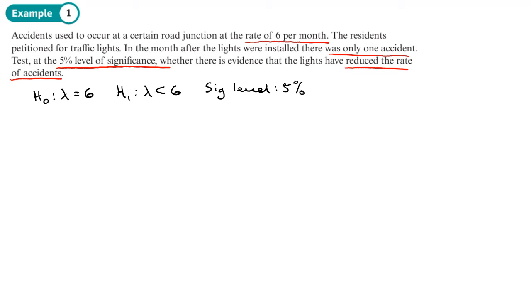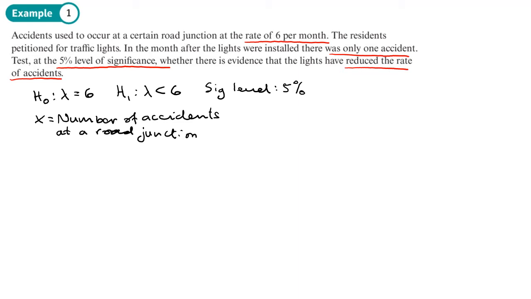And when we assume H0 is true, then we work out what's our random variable. Let's do that. So this question is about the number of accidents at a road junction. So I'm going to put down X equals number of accidents at a road junction.